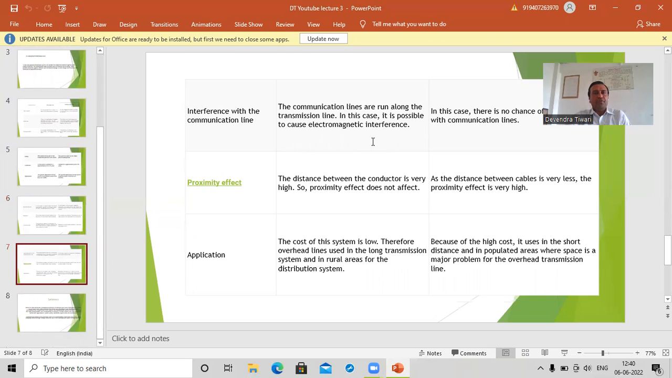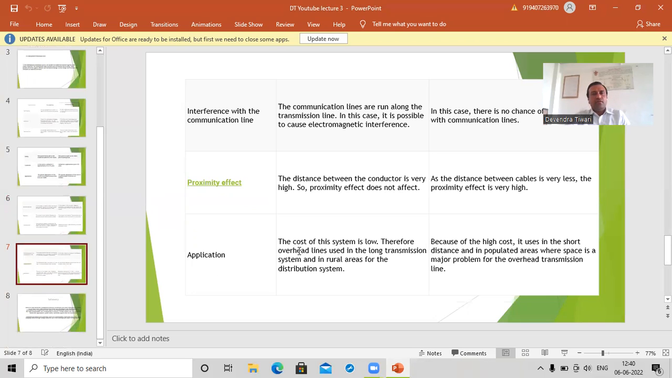Next point is proximity effect. In case of the overhead line system, the distance between the conductors is very high. So the proximity effect does not affect. In case of cable, as the distance between cables is very less, the proximity effect is very high. That means we are talking about the distance between the mutual conductors. In the overhead line system, the mutual conductors are not placed very near. That's why this effect is very less, we can say it does not affect. But in case of cable, the distance between cables is very less, so the proximity effect is very high.